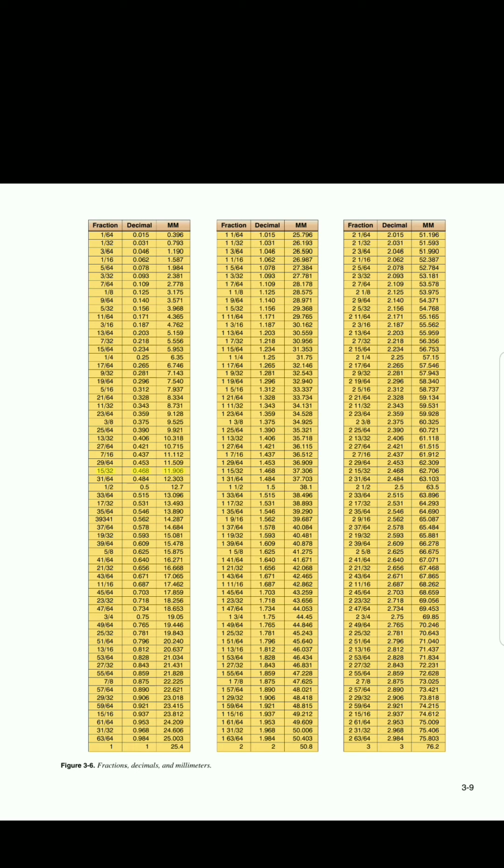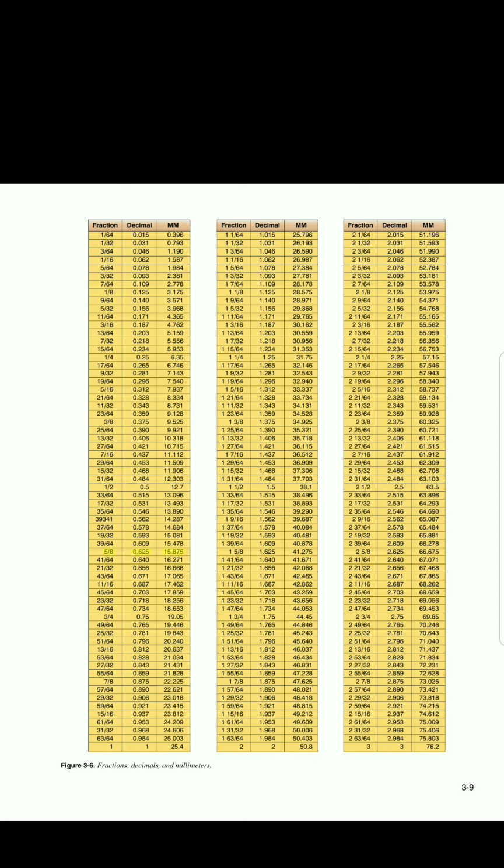15/32nds, 0.468, 11.906. 31/64ths, 0.484, 12.303. 1/2, 0.5, 12.7. 33/64ths, 0.515, 13.096. 17/32nds, 0.531, 13.493. 35/64ths, 0.546, 13.890. 9/16ths, 0.562, 14.287. 37/64ths, 0.578, 14.684. 19/32nds, 0.593, 15.081. 39/64ths, 0.609, 15.478.